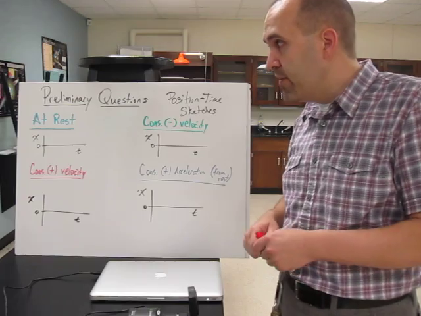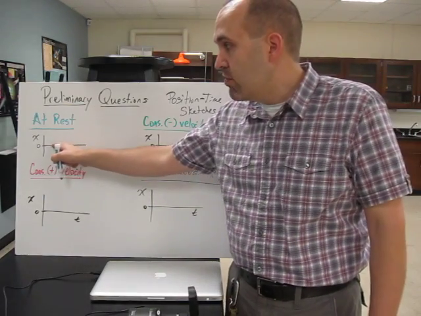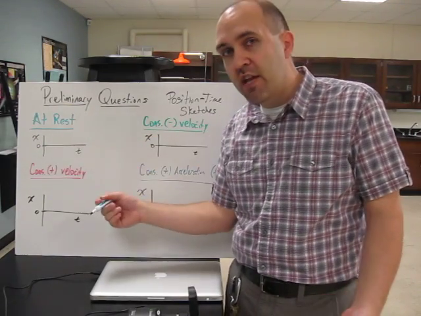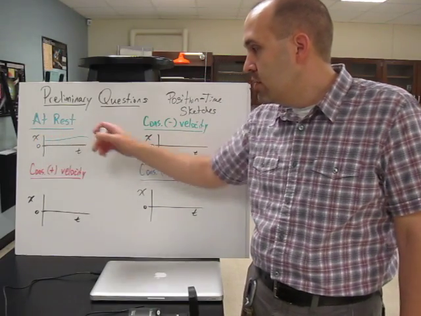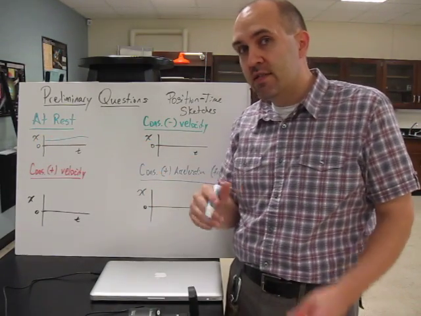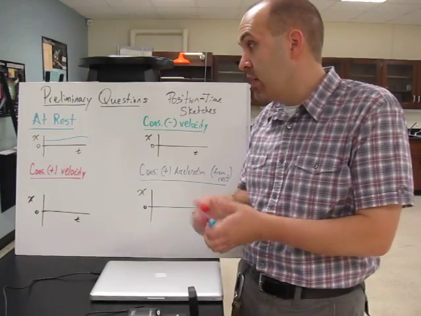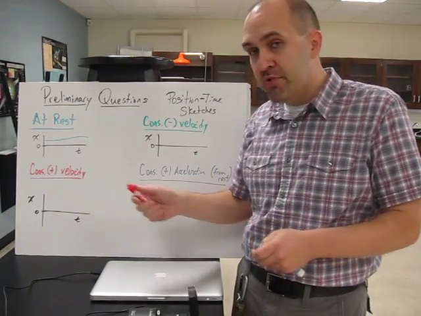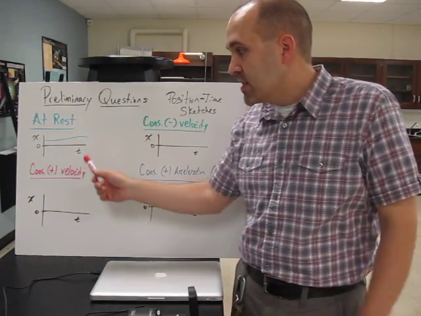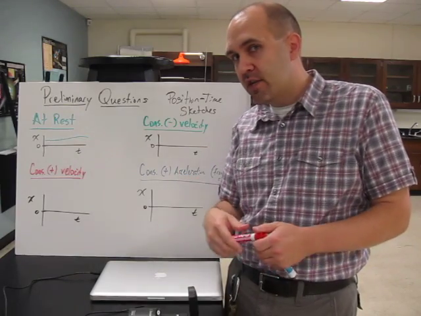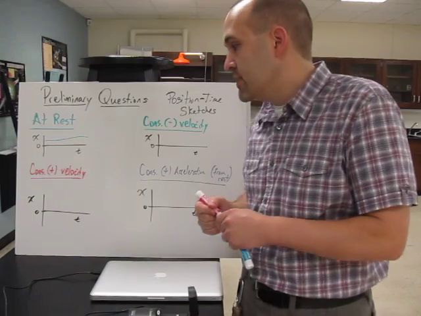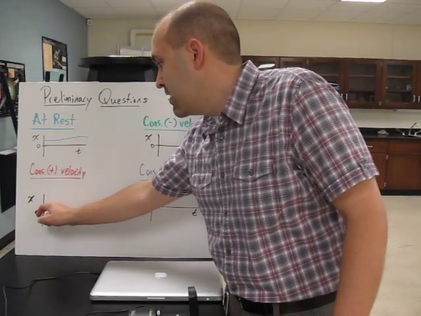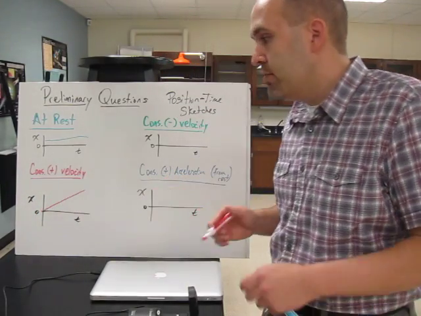If you recall from that video though, if the object is at rest, that means its position doesn't change with time. So any line that's horizontal would indicate an at-rest condition on a position time graph. If it has a constant velocity in the positive direction, that means the position is getting more and more positive in a constant way. And so you should have a positive slope.